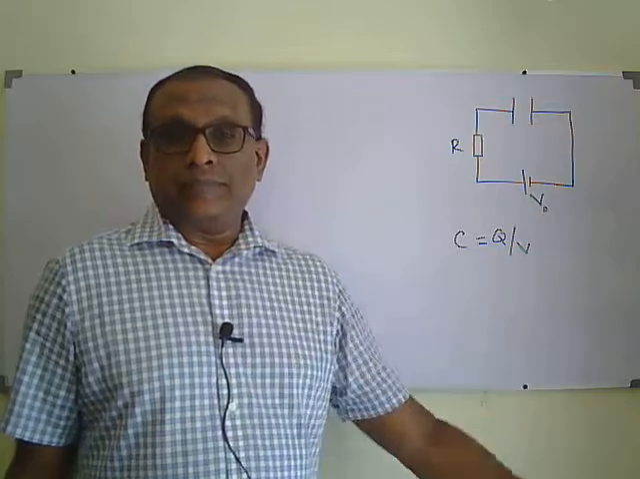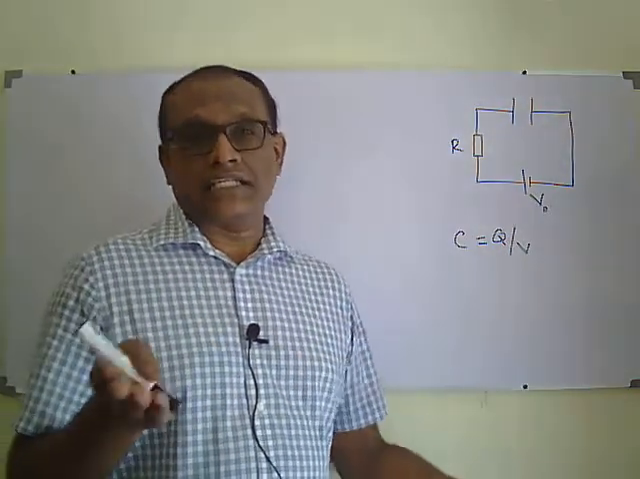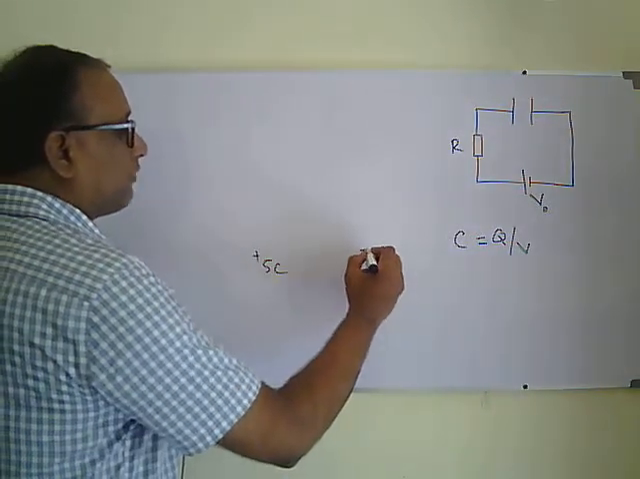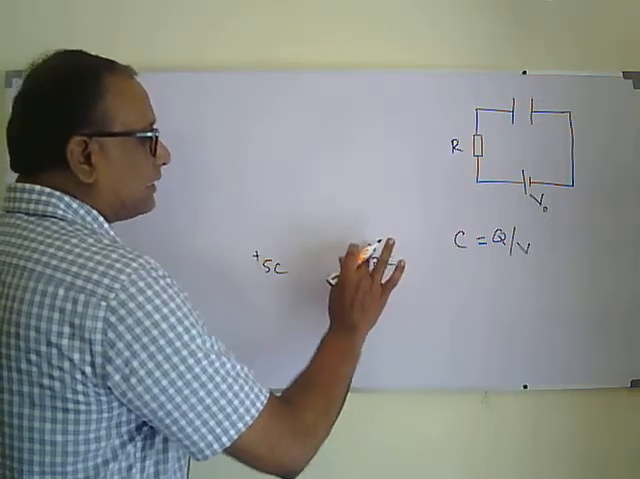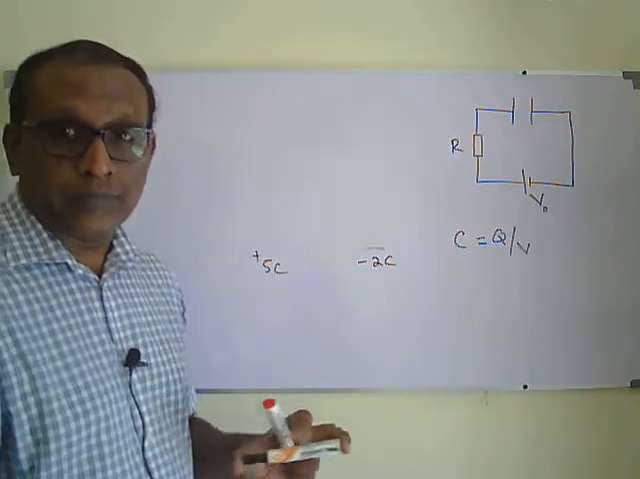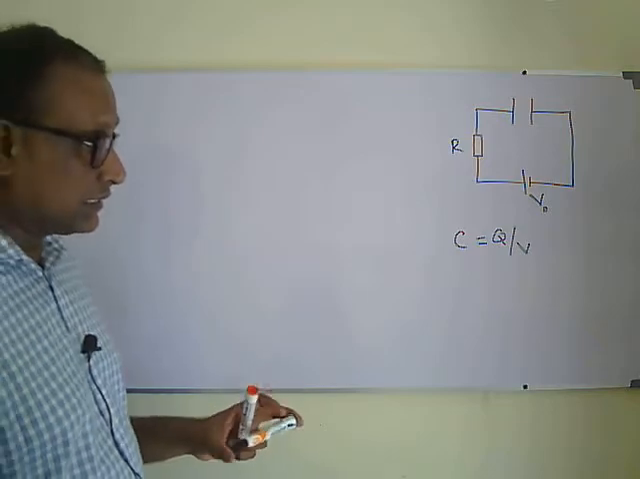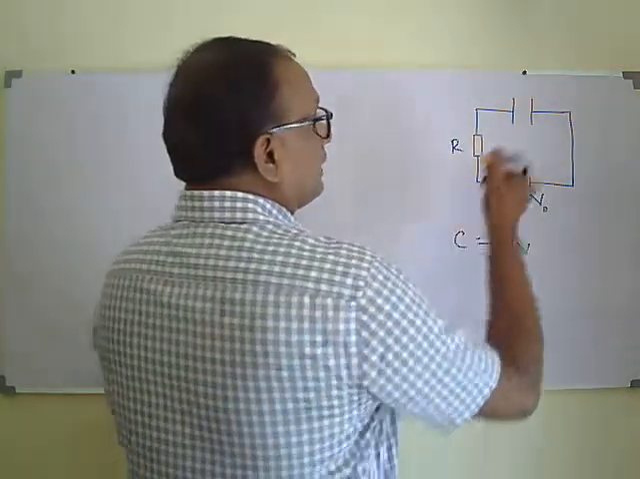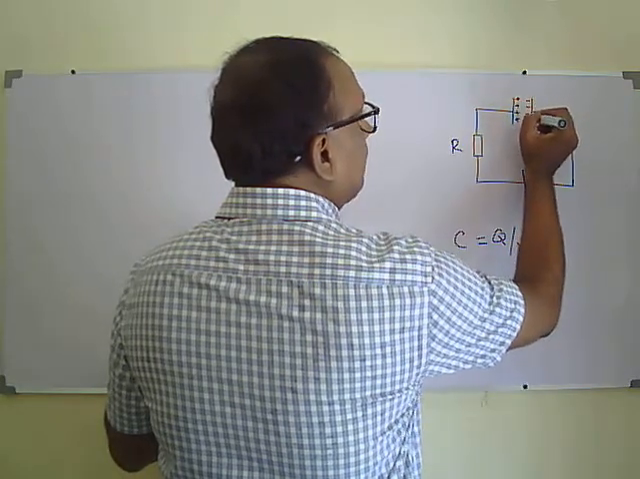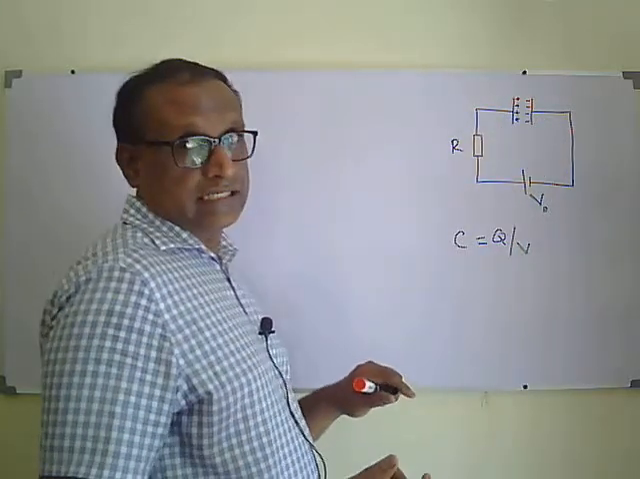I already told that in my previous videos. When there are separated charges, there will be a potential difference across them. Say, for example, if you have a charge of plus 5 coulomb here and minus 2 coulomb there, there will be a potential difference between them. You can go through my previous videos, where I talk about the potential due to charges. So if one plate has positive charge and the other plate has the same magnitude of negative charge, there will be a potential difference across them, right?